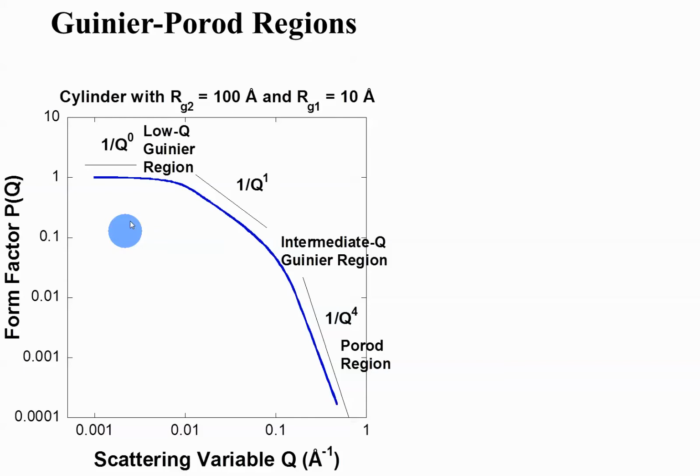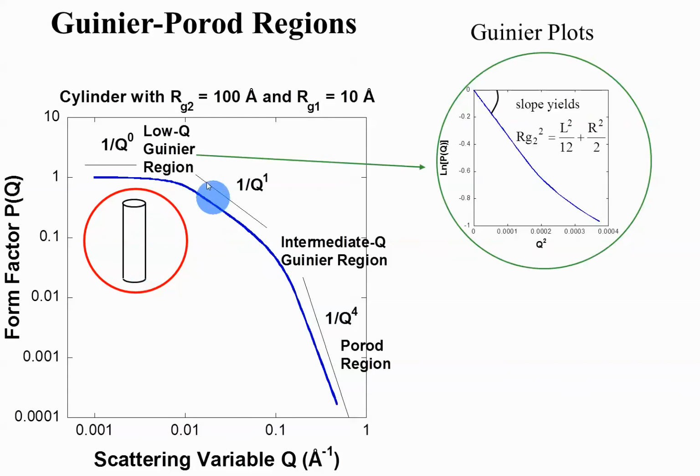Guinier plot, Guinier and Porod regions. So we're showing here a calculated form factor for a cylinder with a certain length and a certain cross section. So here we see the low Q Guinier region. This is low Q where the window of the instrument is bigger than the rod itself. If we take what is called the Guinier plot, log of the intensity versus Q squared, log of the form factor versus Q squared, the slope is proportional to the overall size of the radius. This is called radius of gyration.